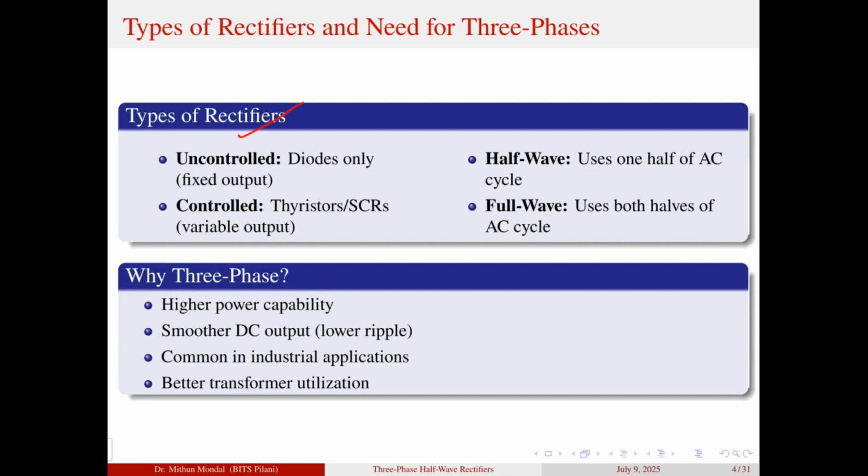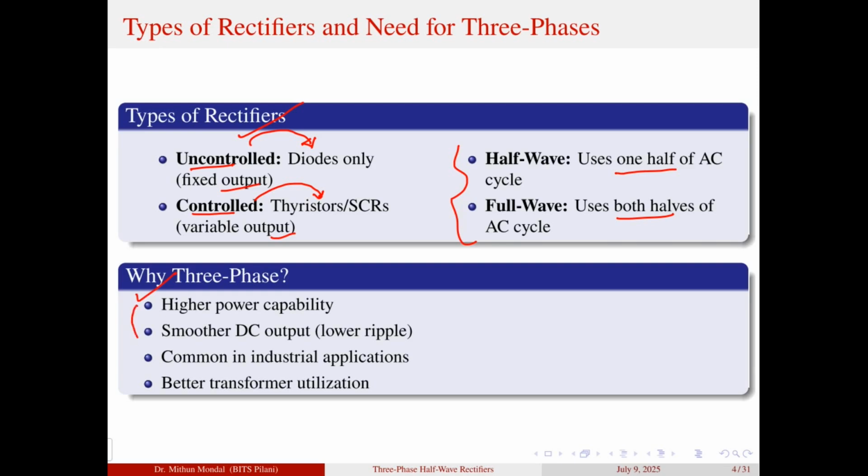We can classify the rectifier as an uncontrolled rectifier or a controlled rectifier. Uncontrolled rectifiers use diodes, which produce the output in an uncontrolled manner, a fixed output. The controlled rectifier will use thyristors or silicon controlled rectifiers for producing a variable output. Again, this can be half wave or full wave depending upon how many cycles of the AC input are used, whether one half or both the halves. That classifies the rectifier as a half wave rectifier or a full wave rectifier. We were discussing the half wave rectifier in the previous lectures. Now we will focus on three phase.